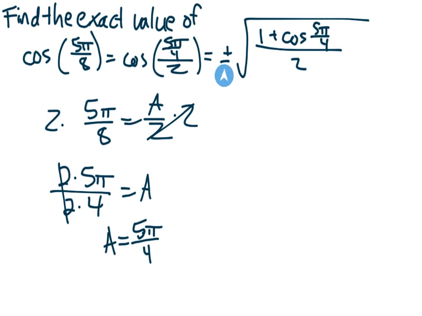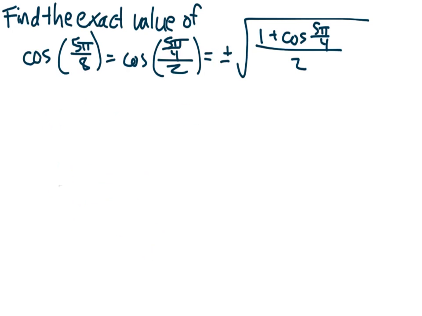Now how do we choose plus or minus? Plus or minus is determined by the quadrant of this angle. Not the quadrant of this angle, the quadrant of this angle, 5 pi over 8. Cosine of 5 pi over 8 should be either positive or negative depending on what quadrant 5 pi over 8 is in, right? So that's how we pick. Great. Now, what quadrant is 5 pi over 8 in?